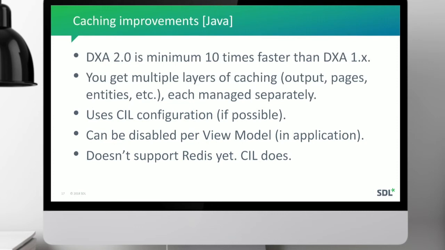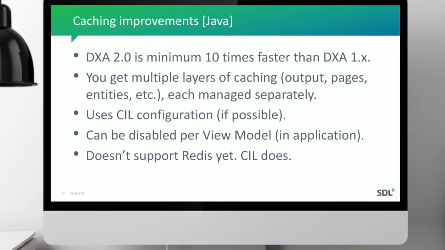Or even if there is no configuration for DXA, it will create everything that it needs using all the default values. So this is possible for you if you want to use something specific for DXA, something specific for CIL, then you can use completely separate configurations. But for the simplest cases, you will just have a single configuration for CIL and for DXA.